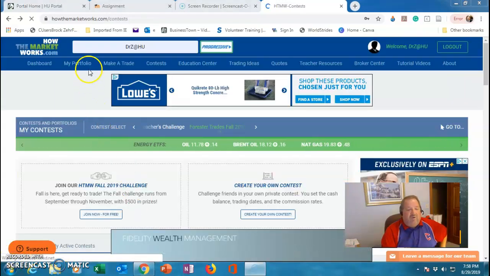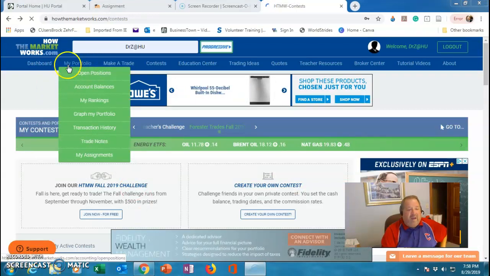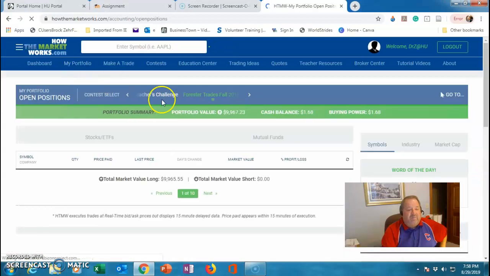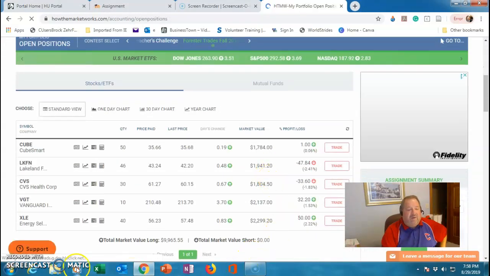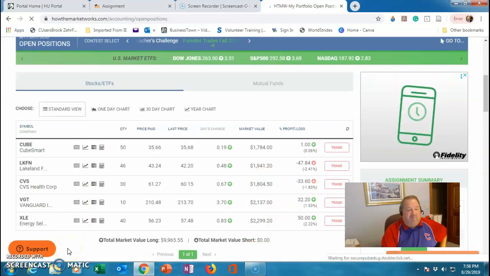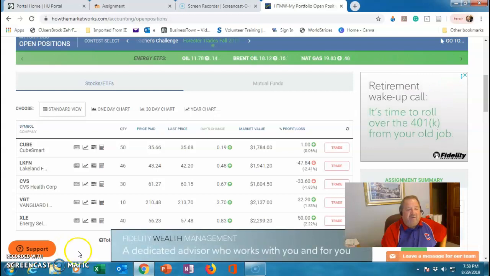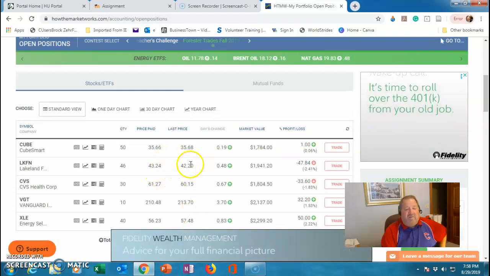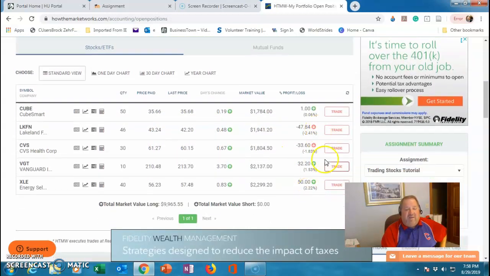You can also view your individual portfolio if you go up here to My Portfolio and Open Positions. This is my portfolio of investments that I purchased so far. I've got a couple of ETFs and a couple of stocks. Shows how much I paid, the most recent price, what the daily price change was, current value of the stock, and then the profit and loss on that individual holding.